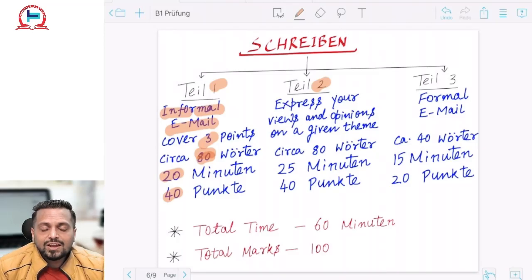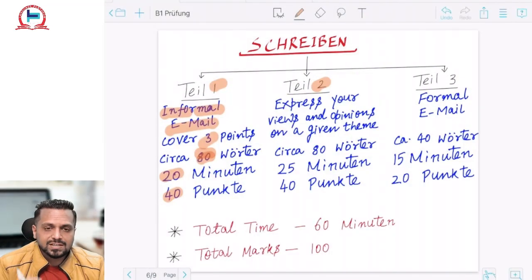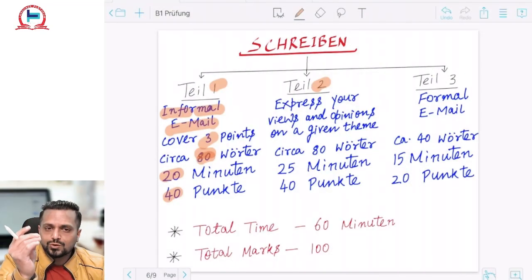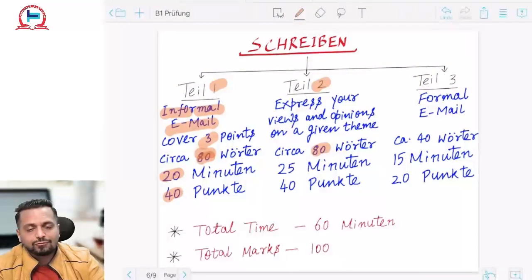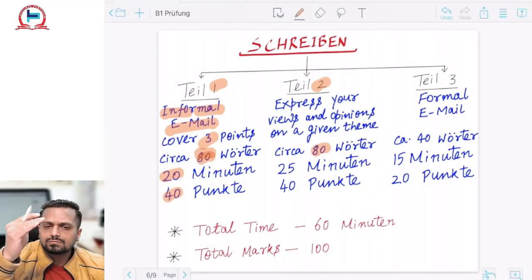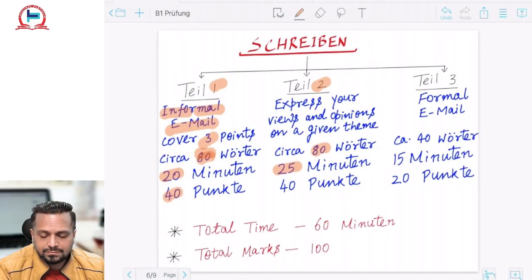In Teil 2, you have to express your views and opinion on a given theme or a topic. You don't have to write a letter. There is a topic or a theme given, let's suppose from a newspaper or a magazine, there are 2 to 3 lines written. You have to read, you have to analyze, and based on that, you have to give your own view or outlook. Approximately 80 words you have to write on this. Again, obviously, it can go a few words more or less, that's okay. The time allocated is 25 minutes, and the maximum marks that you can fetch here is 40.